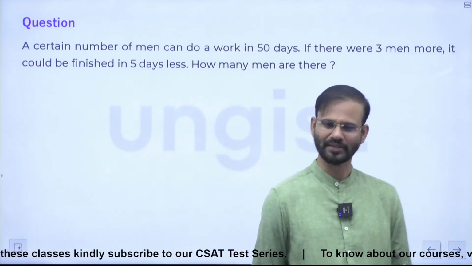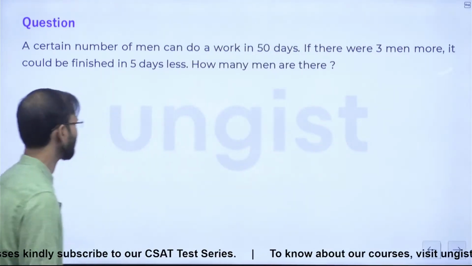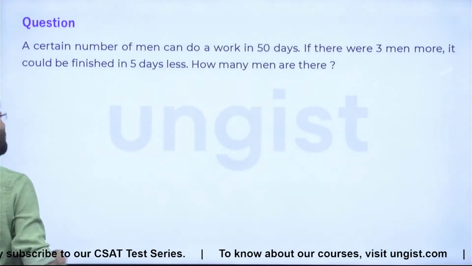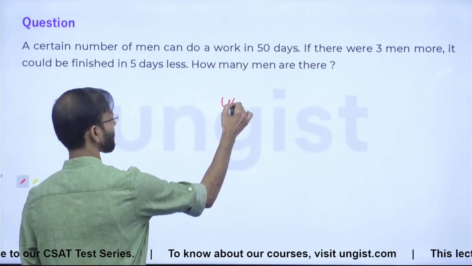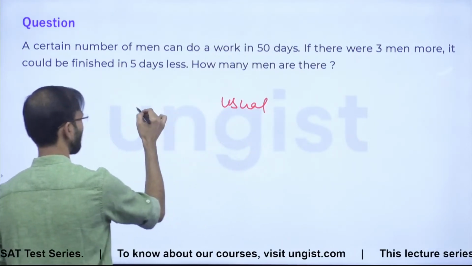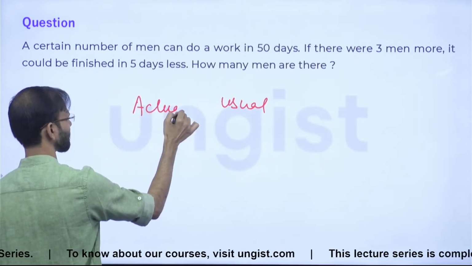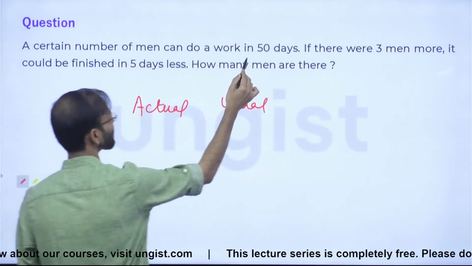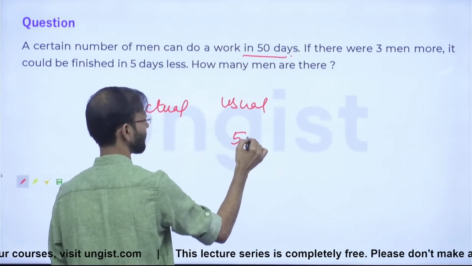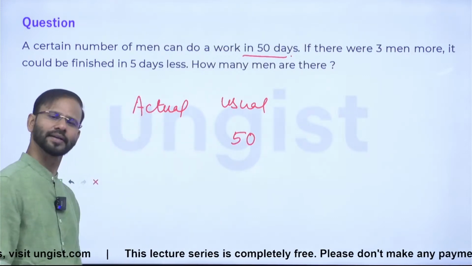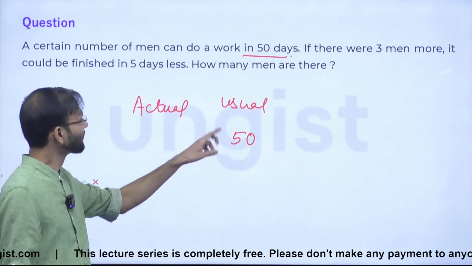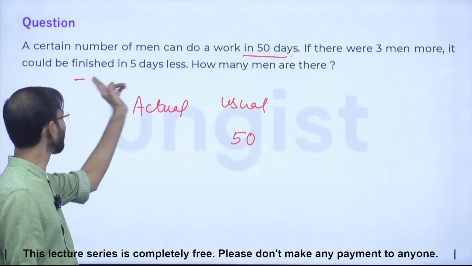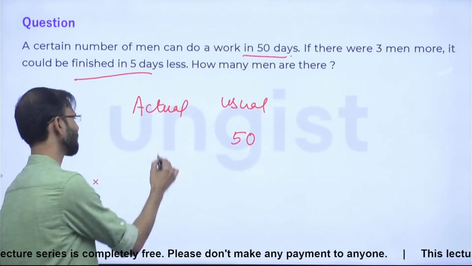See, all of you. Usual and actual. Usually some number of men can do the work in 50 days. If 3 more men, it will be finished in 5 days less. 5 days less means what? 45 days.